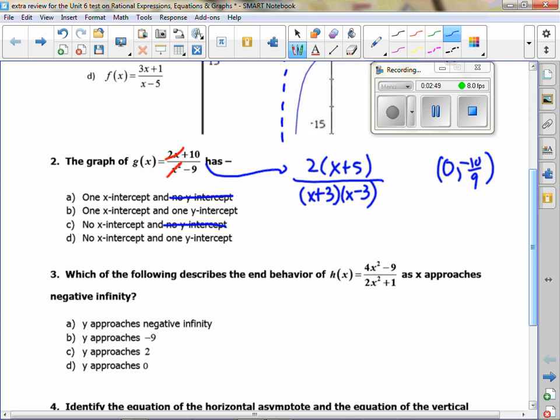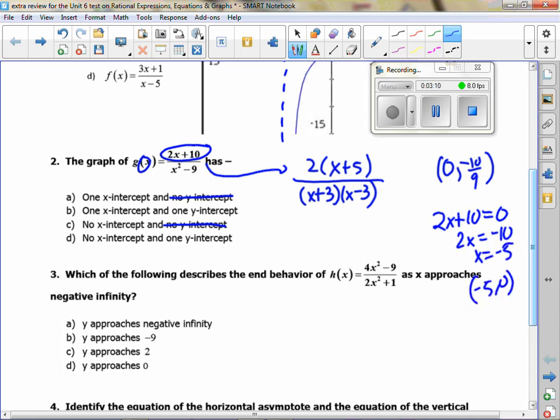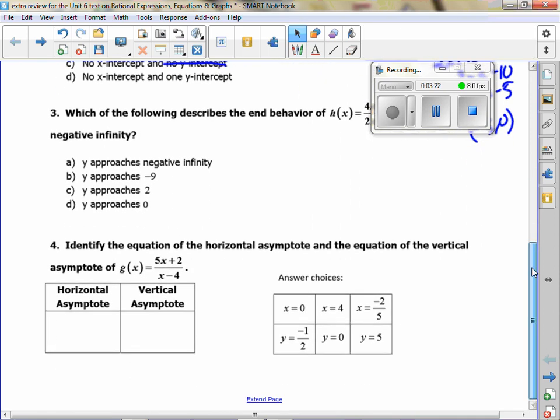And for an x-intercept, I have to pretend y is equal to 0. So basically, I'm pretending that this fraction here is equal to 0. Well, we all know that a fraction equals 0 when the numerator equals 0. So when does 2x plus 10 equal 0? 2x equals -10, x equals -5. So (-5, 0) is the x-intercept. So it seems like this has one of each, and I would choose letter B. Now again, you could look at the graph and probably see the intercepts and count how many there are. All right, number 3.